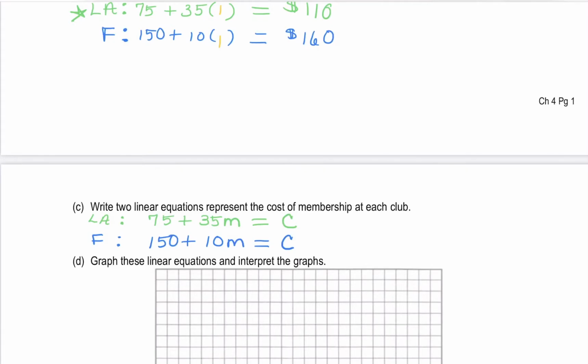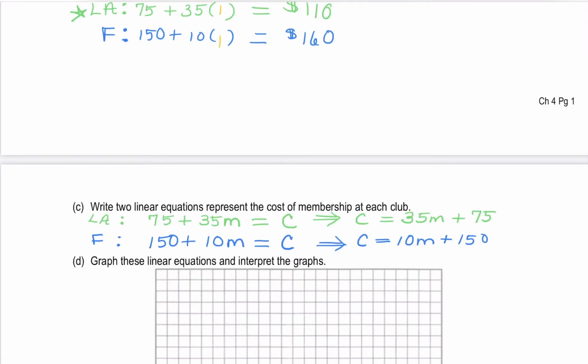So in both of these situations, that looks great. I'm going to just reorder and interchange the sides. So I'm going to say C equals 10M plus 150. And for the first one there, I'm going to call that one C equals 35M plus 75.